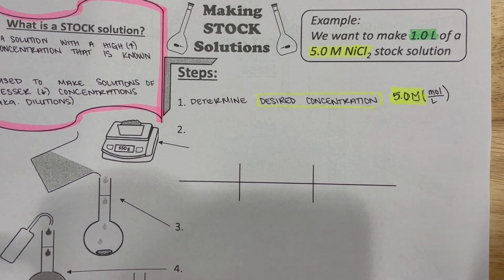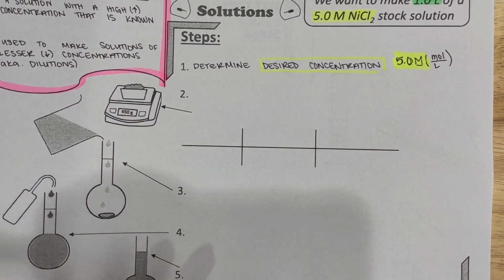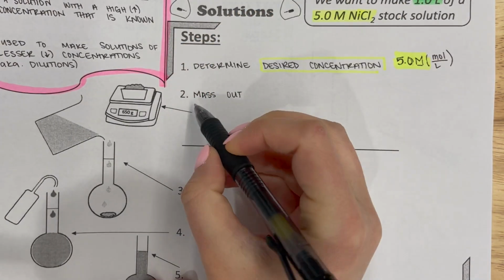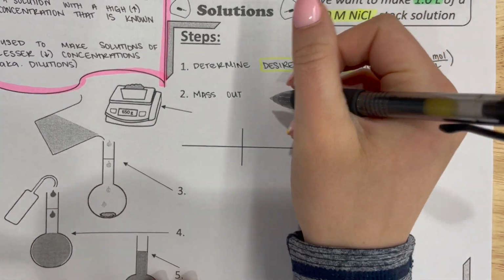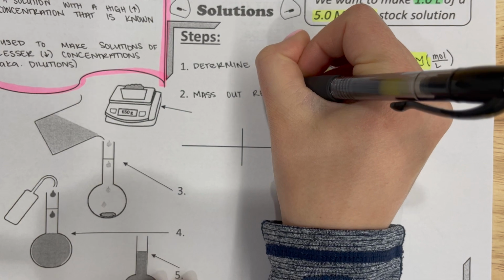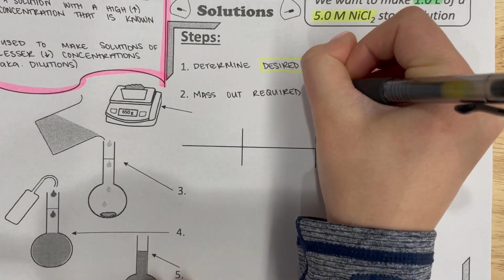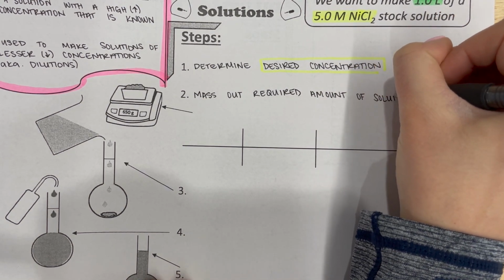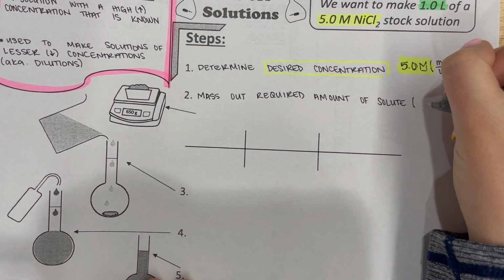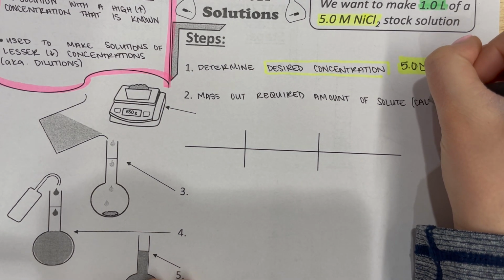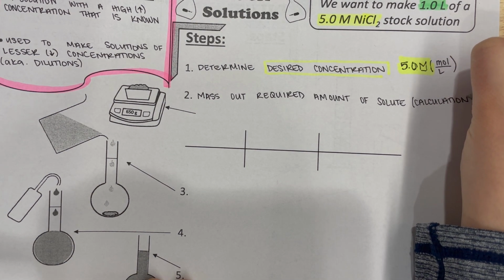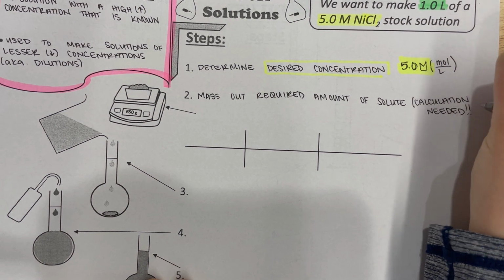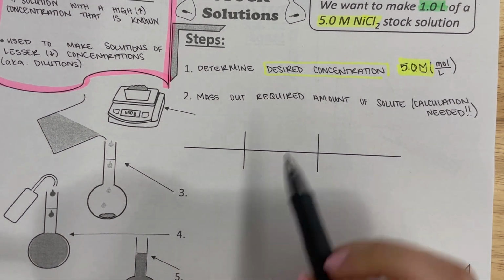We're on to step 2 now. We figured out what our desired concentration is, so let's move on. We're going to mass out, on a scale, the required amount of solute. We're going to need to do a calculation for this. A calculation is needed. So we're going to do this calculation right here.